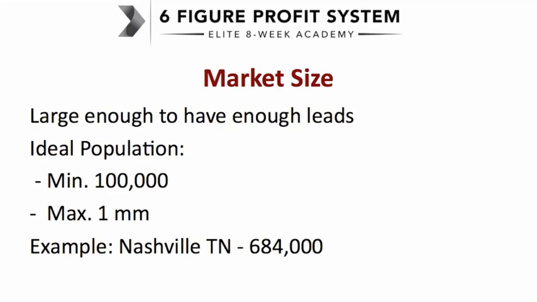The max is 1 million. Once you get over 1 million, you also want to segment down or niche out that market geographically so that it's more manageable. And 1 million is more on the high side. For example, an ideal market is like Nashville, Tennessee. The city of Nashville is 684,000.